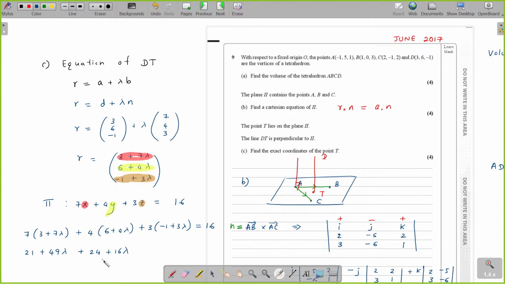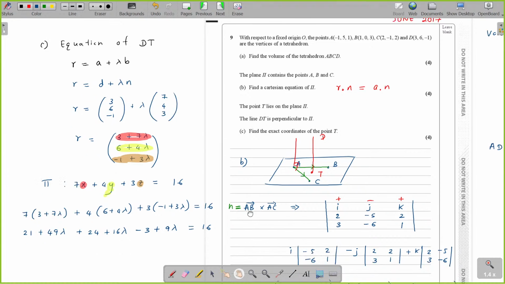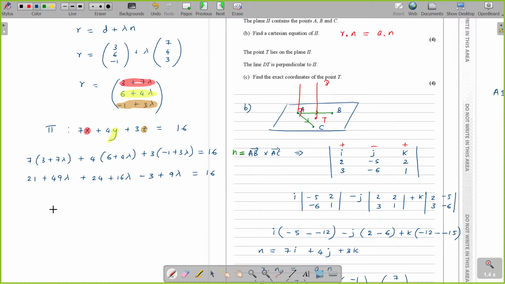So what do I have over here? 24 plus 16 lambda. 3 into minus 1 is minus 3, plus 9 lambda, equals 16, right? Guys, are you okay with this? And then what do I get here? Can you add the lambda terms? 49 lambda, 16 lambda, 9 lambda. How much? 74 lambda. Can you all add the constants? 21, 24, minus 3. How much?